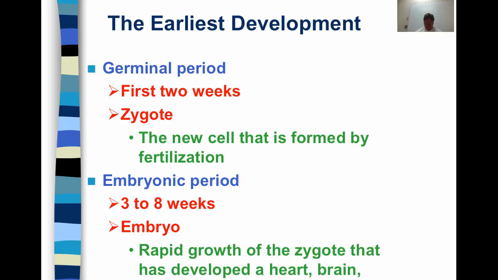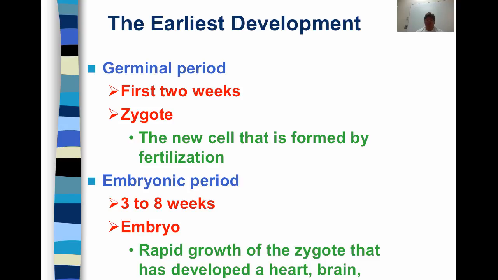So let's look at those three major phases of prenatal development. Experts in this area have broken down the development of the human organism into three major phases: the germinal period, the embryonic period, and the fetal period.